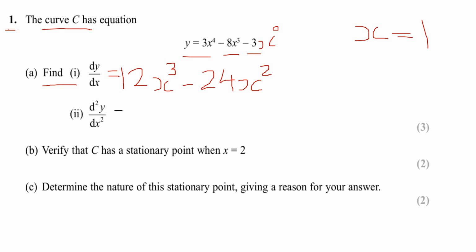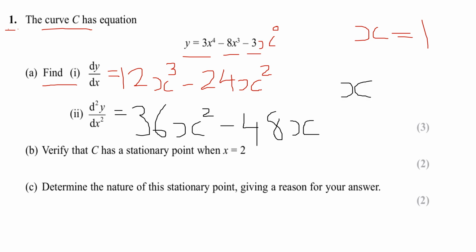Part (ii): find d2y by dx squared. So again, differentiate dy by dx. 12 times 3 will be 36, knock 1 off the power, so that will be x squared. And then differentiate minus 24x squared: minus 24 times 2 makes minus 48, knock 1 off the power, so that'll be x to the power of 1, or just x. Remember in maths, x is just equal to 1 lot of x to the power of 1.